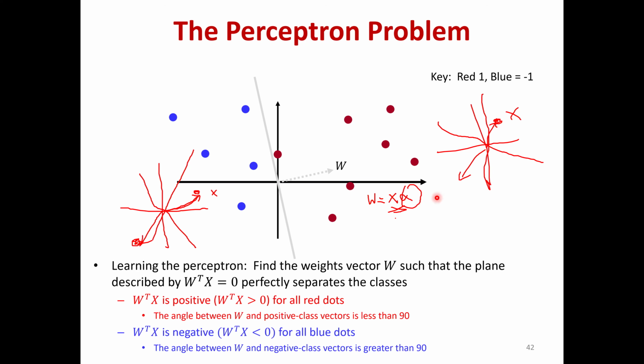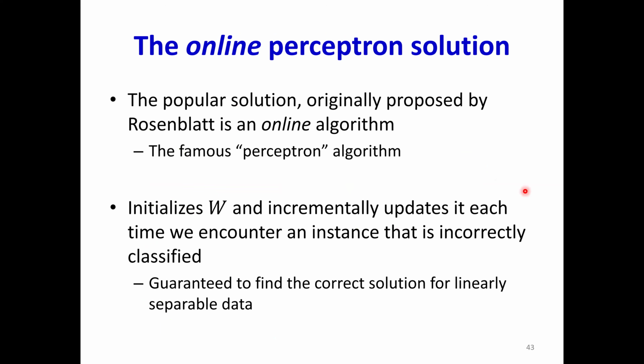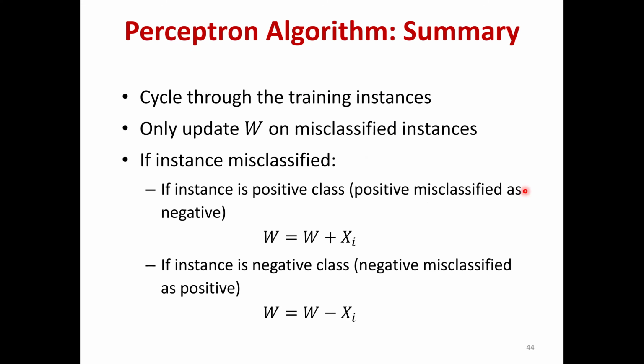So if I ask myself this question, what is the best way of finding this hyperplane? We're going to base it off this very simple principle. It's an iterative algorithm originally proposed by Rosenblatt. It's an online algorithm, which means that it keeps learning as the data comes in. It initializes W and incrementally updates it each time we encounter an instance that is incorrectly classified. And it's guaranteed to find the correct solution for linearly separable data. Let's see how it works.